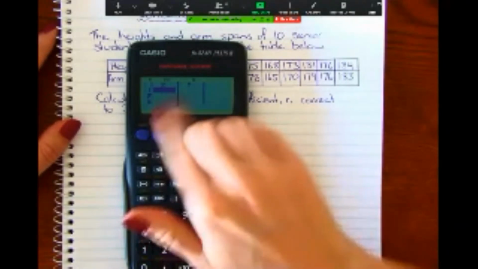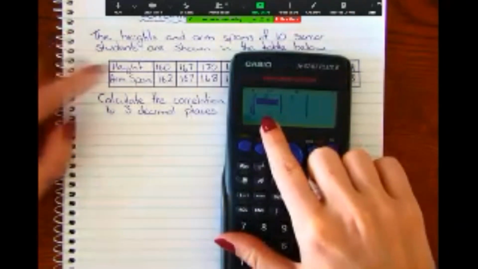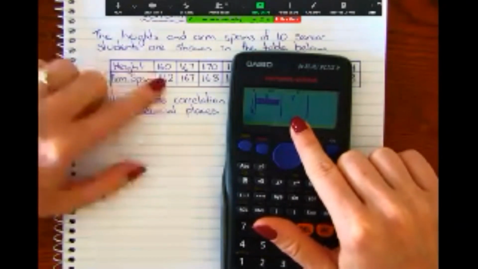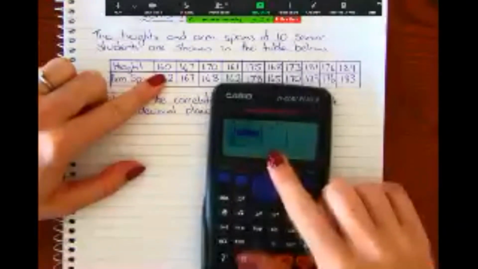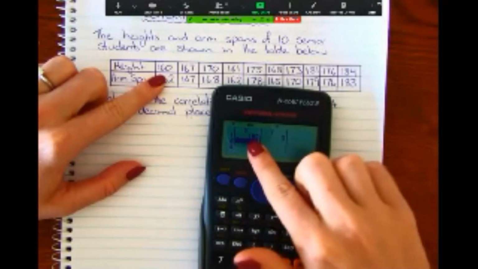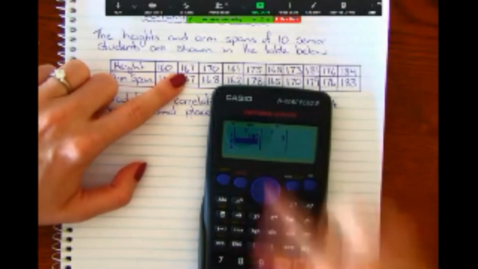So this gives us this column. So the X column is going to be our heights, and the Y column is going to be our arm spans. So we'll go enter all our heights first. So we've got 160, and then press equals, and it'll enter it in there. So you can go through and do all of your heights.